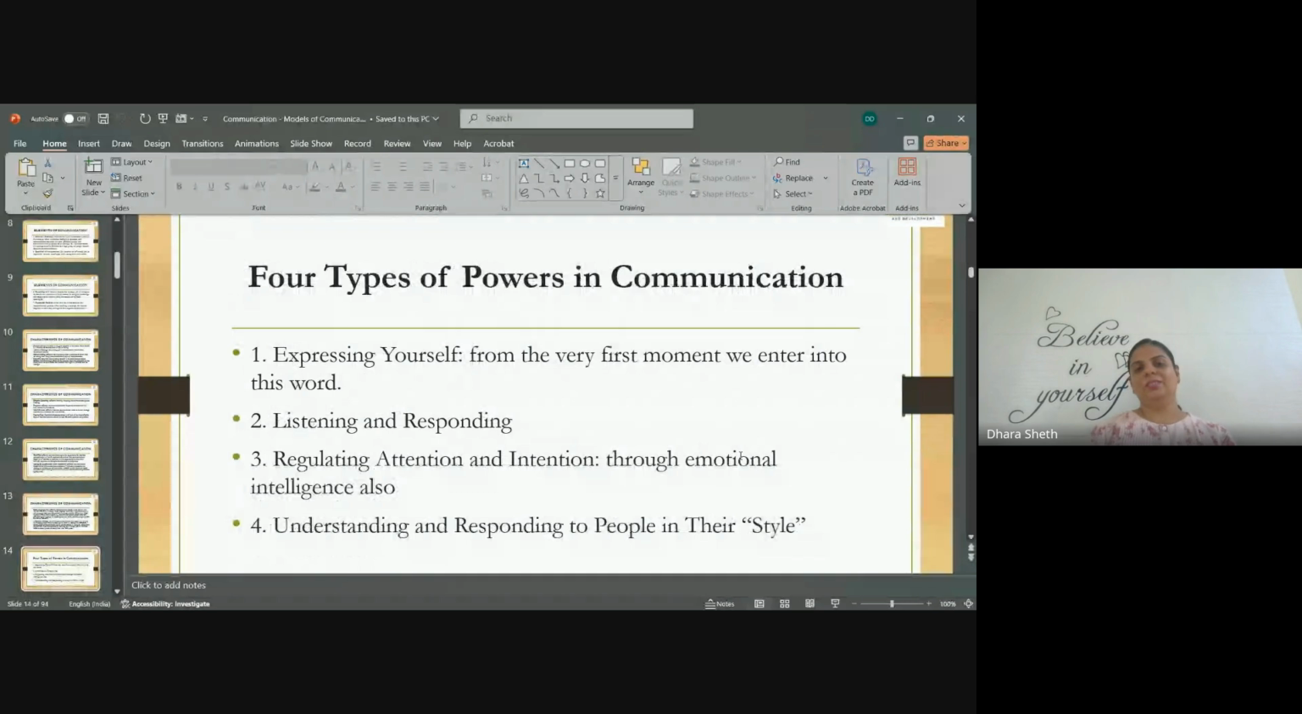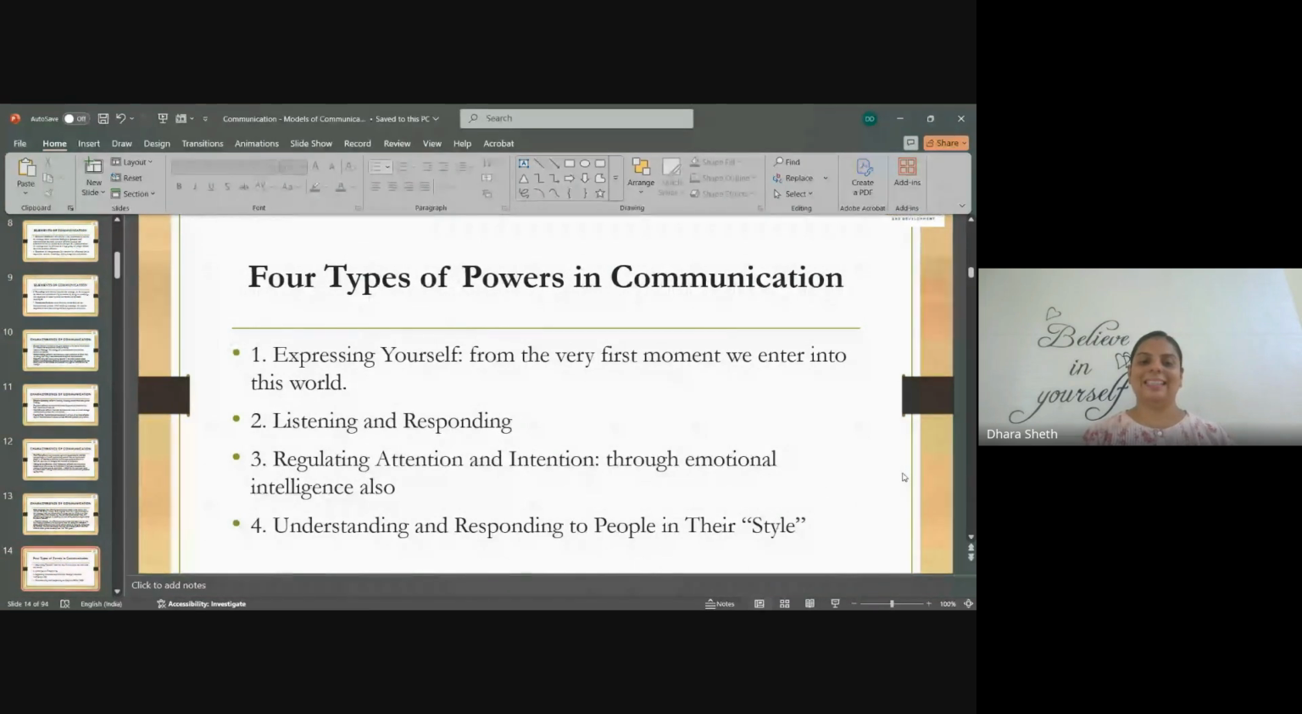Now, in communication, there are four kinds of powers that you have. First is the power to express yourself. The moment we enter this world, we express ourselves by crying. What we want to say, what we feel, what we remember, what we want, we express all of that. Communication is a way to express yourself.